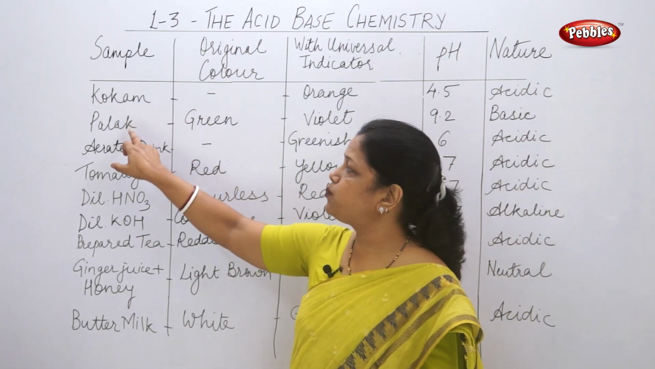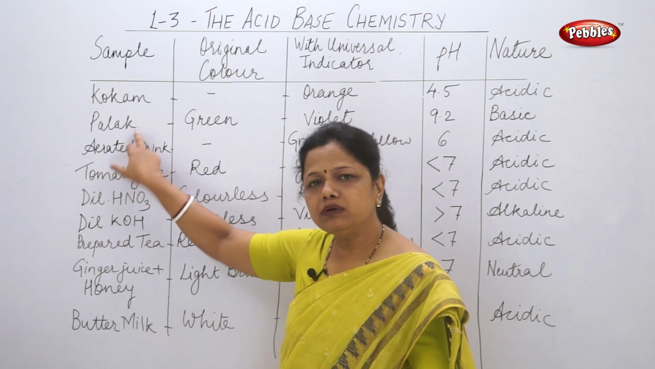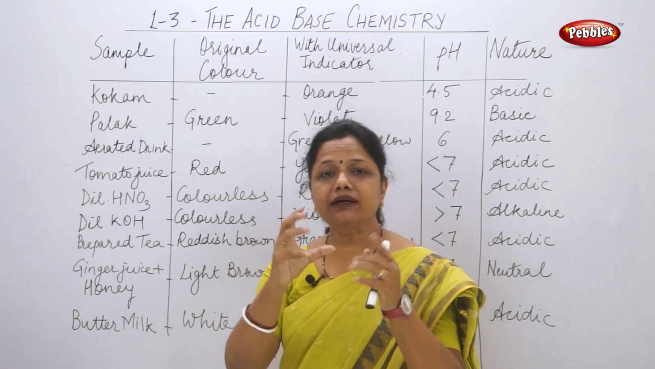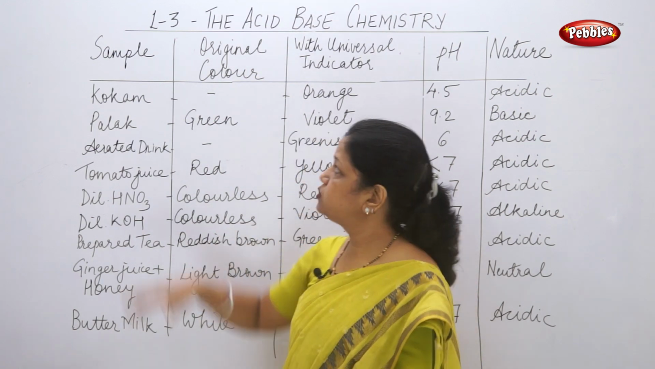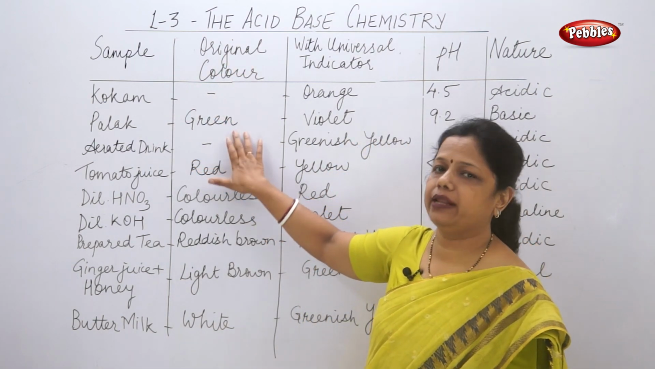The second sample is palak extract, or spinach. What to do with that spinach? Cut it into pieces and put it in water for some time, so that the green color will come in the water. So the original color is green. Whether it is light green or dark green, it is green.